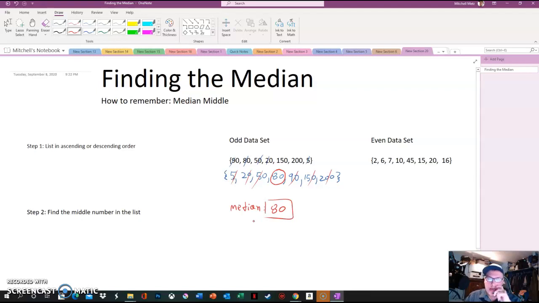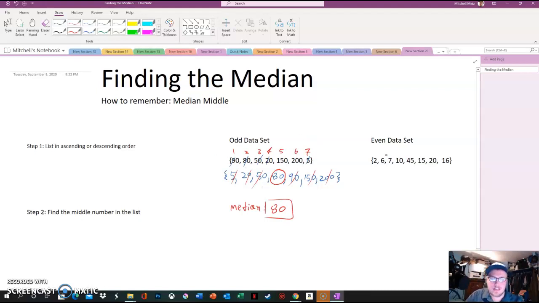Median middle. Now, let's do one that's just a little bit more difficult. So this one is an even data set, meaning there is an even number of numbers. So let me first go over this one. So if I was to count the number of numbers, again, if I had counted those, I could have done 1, 2, 3, 4, 5, 6, 7. I have an odd number of numbers, so I know this was an odd data set.